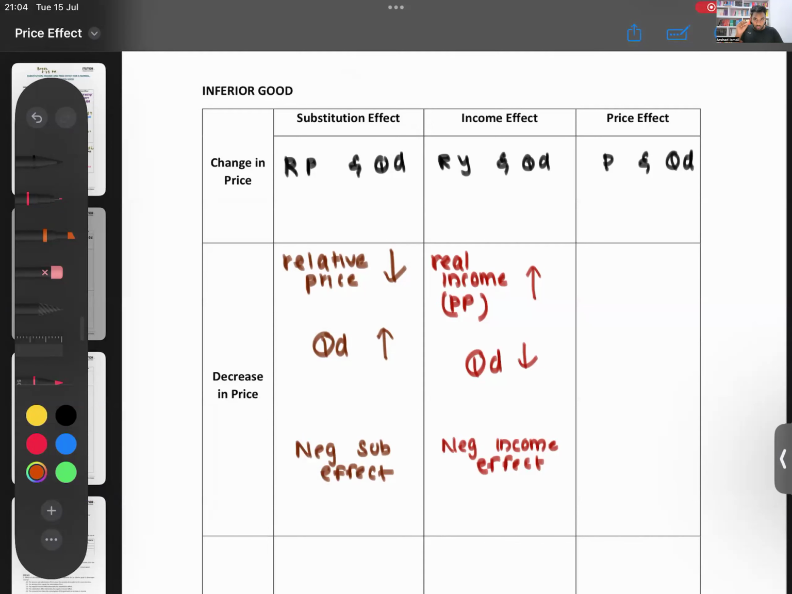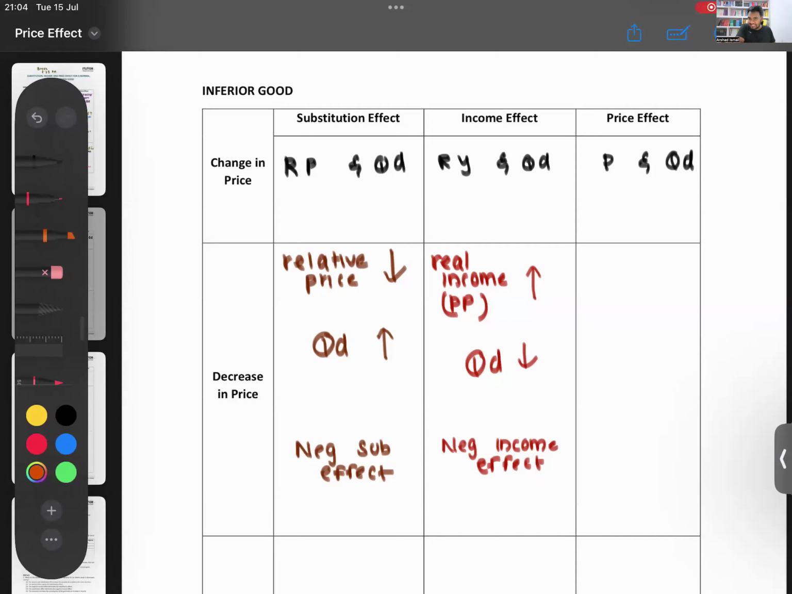So here, when the price of Astra reduces, consumers' real income increases. Now consumers become better off. Their purchasing power is higher. So when consumers' real income increases, we're talking about an inferior good. When real income increases, what happens? QD will come down. Because remember, inferior goods have a negative relationship between income and QD. Real income or nominal income, there's a negative relation. So that's the negative income effect.